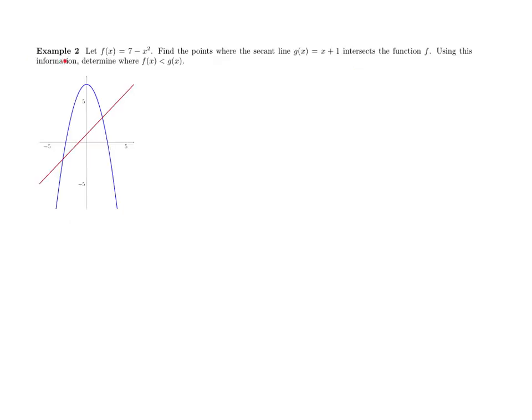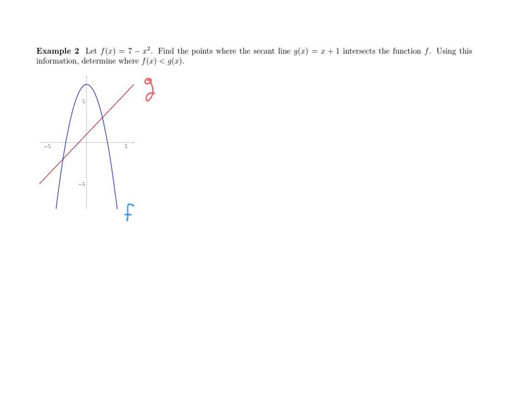Here in example 2, we have a function which is 7 minus x squared, another parabola. The goal is to find the points where the secant line g of x is equal to x plus 1 intersects the function f. Now here I have a graph of what's going on here. This is the equation 7 minus x squared, so I'm going to label this thing as f. And x plus 1 has got to be this equation here, which is g.